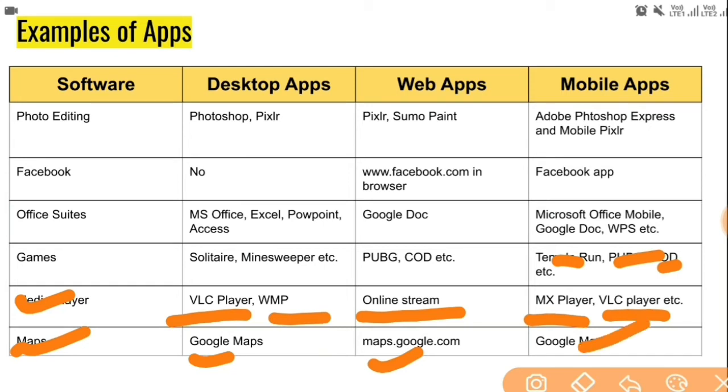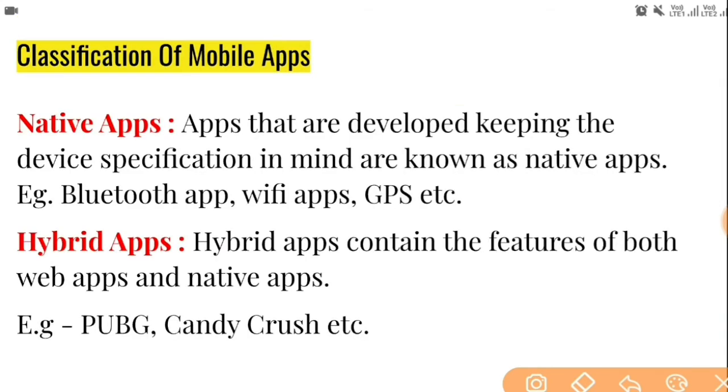Okay, so Google Maps has a desktop app as well as a mobile app. We are going to look at the classification of mobile apps. The first type we are talking about is native apps. Apps that are developed keeping the device specification in mind are known as native apps. Suppose you have Bluetooth in your mobile phone, it will run with the help of an app that supports Bluetooth.